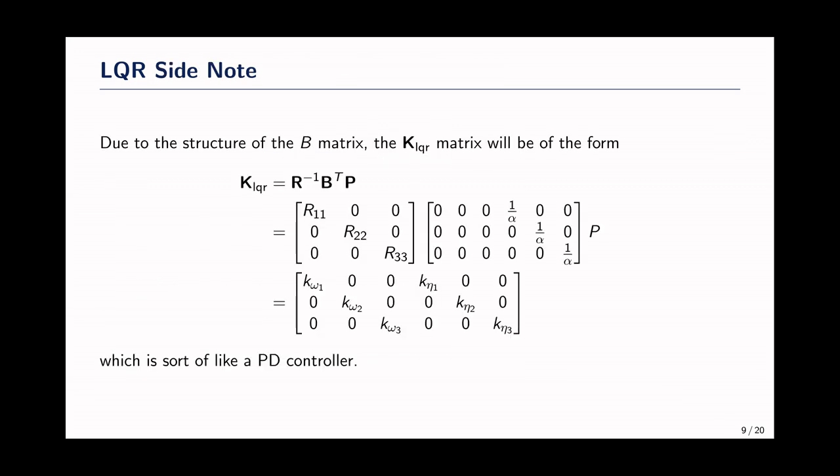A side note about the LQR gain matrix K: because of the structure of our B matrix, our K has this form on that third row where it looks like a PD controller, where each axis of our system, the X, Y, and Z, has two gains associated with it, and they're all independent of each other. You've got one on the omega and one on the eta, and that's it. That just pops out from the structure of our B matrix.